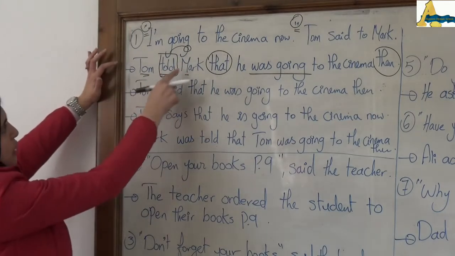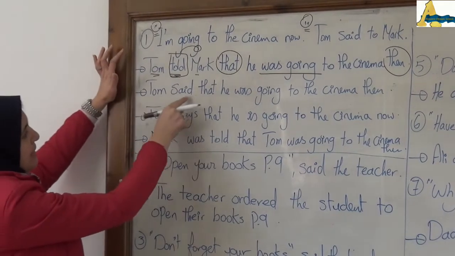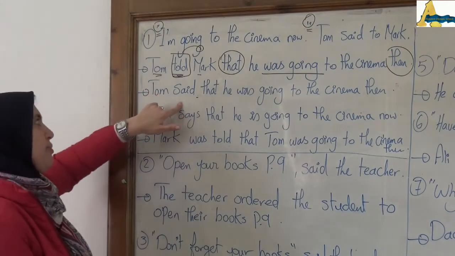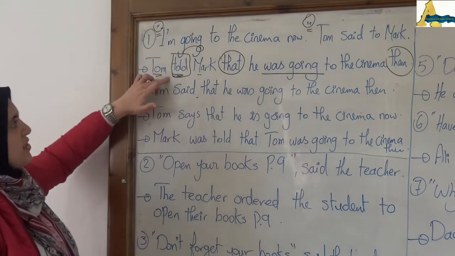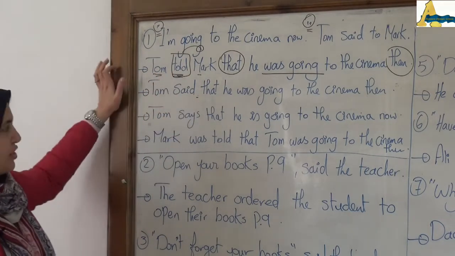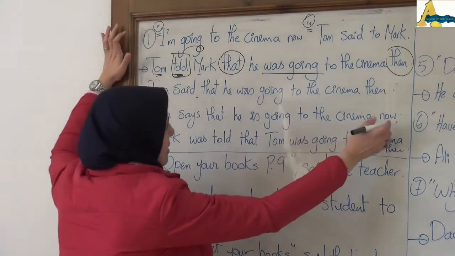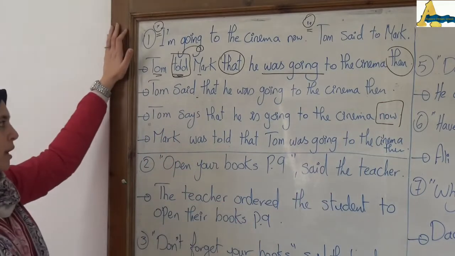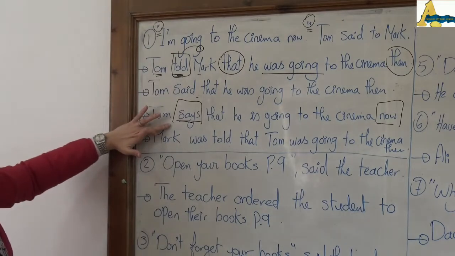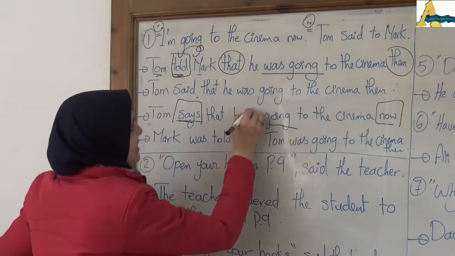There's a difference between Tom told Mark and Tom said. When I said Tom said that he was going, I didn't mention Mark because said is not followed by an object. So some of the introductory verbs have to be followed by objects and others do not. Here I say Tom says that he is going to the cinema now. When I said says, the introductory verb here is in the present form, so I didn't shift the tense. I said he is going.